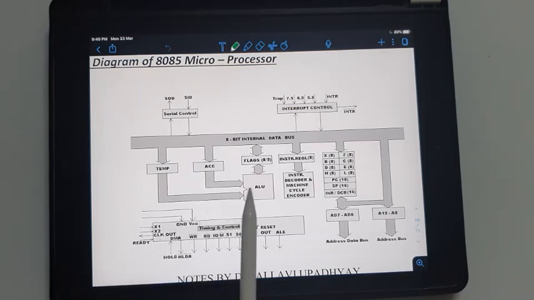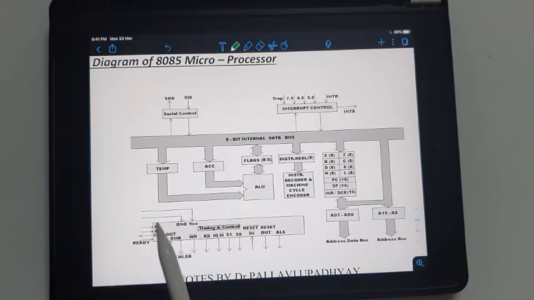Now this is the ALU, the arithmetic and logic unit, whose circuit diagram and everything we have studied in the class lectures. This is the arithmetic and logic unit, which performs the arithmetic and logical operations. All the arithmetic and logical operations in the microprocessor are performed in this unit. This ALU is associated with flags.